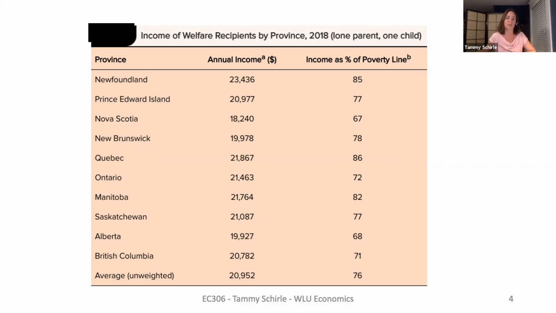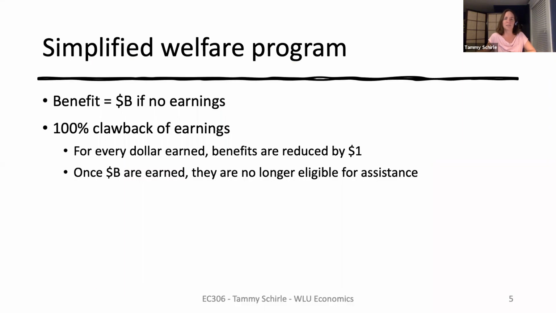I'll note that a single person without any kids in Ontario would receive a total of $9,646 in 2018, or about $800 per month. I think it's worth keeping that in mind when we start talking about incentives. Your baseline consumption would be about $800 per month if you don't do any paid work in the labor market. So we'll start with a simplified welfare program to take into our basic model of labor supply.